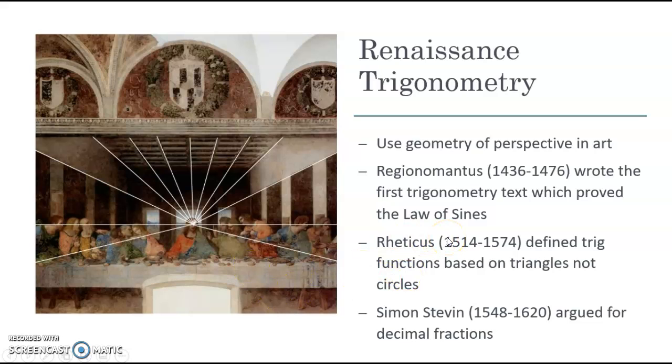Okay. We have Regiomontanus, who wrote the first trigonometry text, which proved the law of sines. We also have Rheticus, who defined trig functions based on triangles, not circles. And we have Simon Stevin, who argued for decimal fractions. And today, people typically like to work more with decimals because it's easier to tell what the value is. Sometimes fractions are a little more complicated.